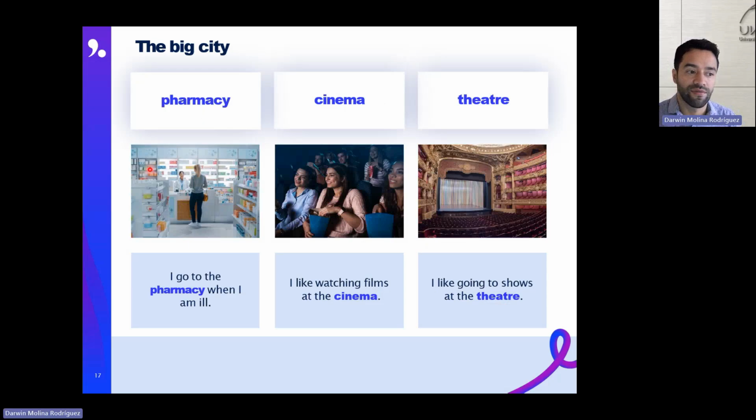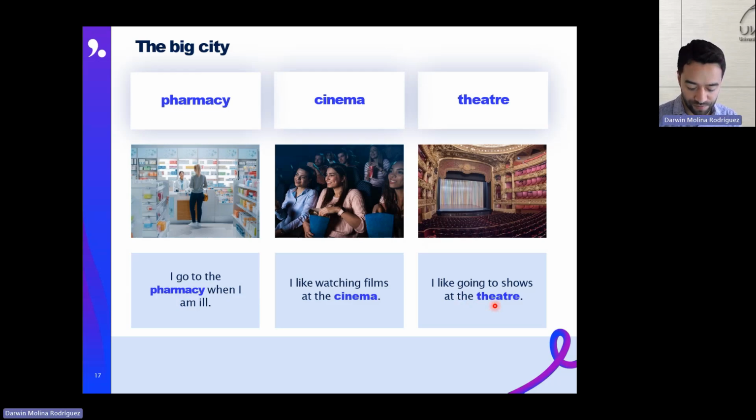Pharmacy. This is the pharmacy. You can buy medicine at the pharmacy. Cinema and theater, the theater. I go to the pharmacy when I am ill, when I am sick, cuando estoy enfermo, ill. I like watching films at the cinema. I like going to shows at the theater.